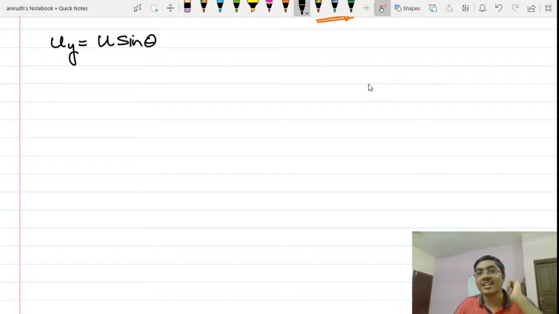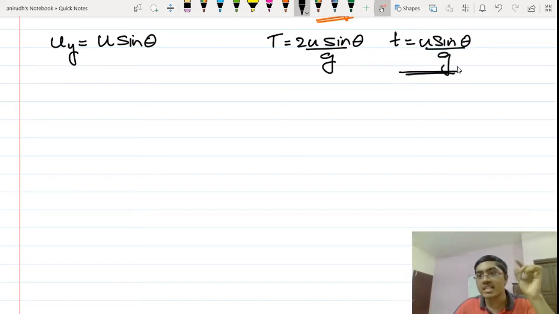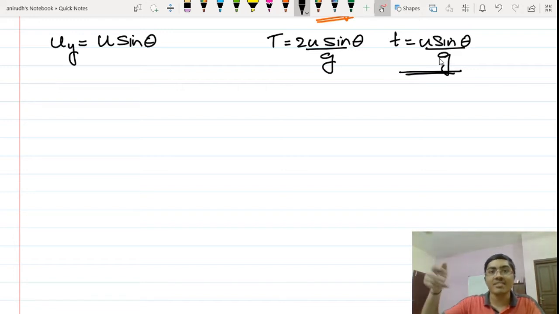If I just consider the vertical component of its motion, it reaches the topmost point in half of the total time of flight. So if my time of flight is given by 2u sine theta by g, then half of that is equal to u sine theta by g. With this much time, it reaches the topmost point where the vertical velocity is equal to 0. So at the topmost point, the vertical velocity is equal to 0, and the time taken to reach that point is u sine theta by g.